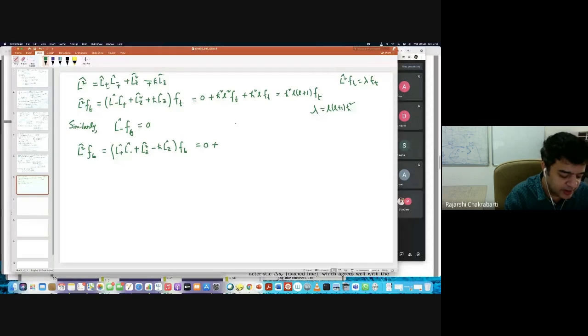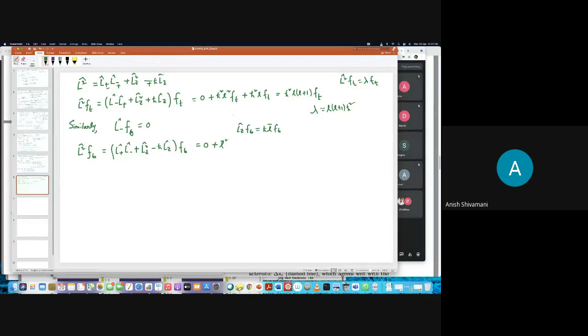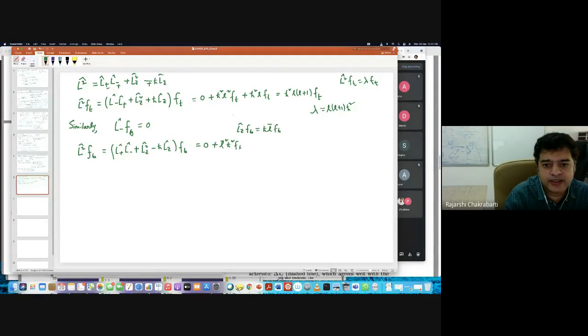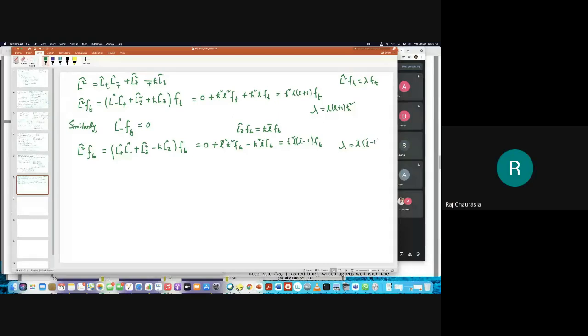Now in this case, let me tell you one more thing I did not tell you. For the lowest state, Lz operating on FB gives you H cross times some L bar times FB. So what are you going to get here? You're going to get L bar square H cross square into FB, and the next term is going to be minus H cross square L bar FB. So if I just write it like this, it is going to be L bar into L bar minus 1 into FB. Basically, it tells you again the lambda is L bar into L bar minus 1 H cross square.